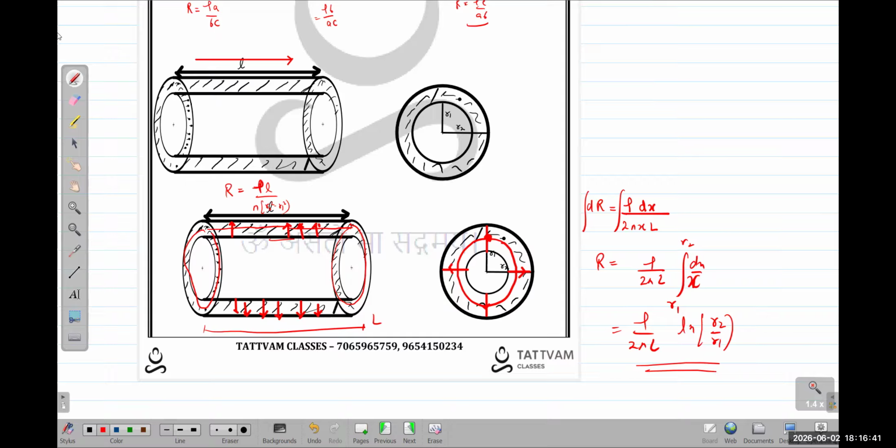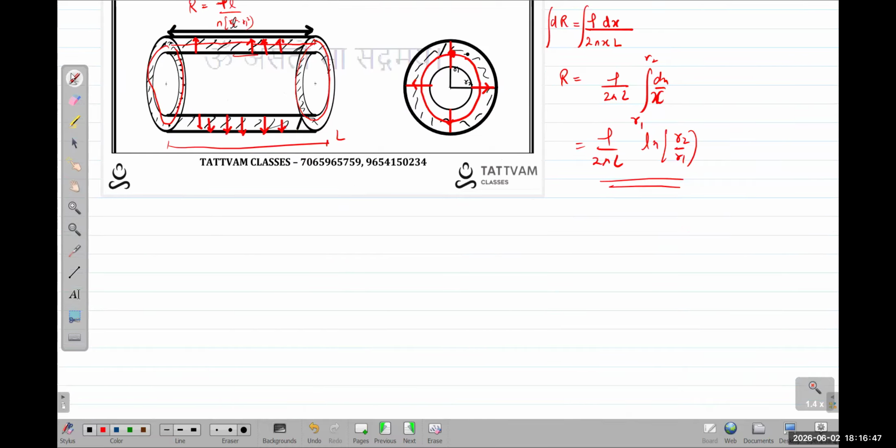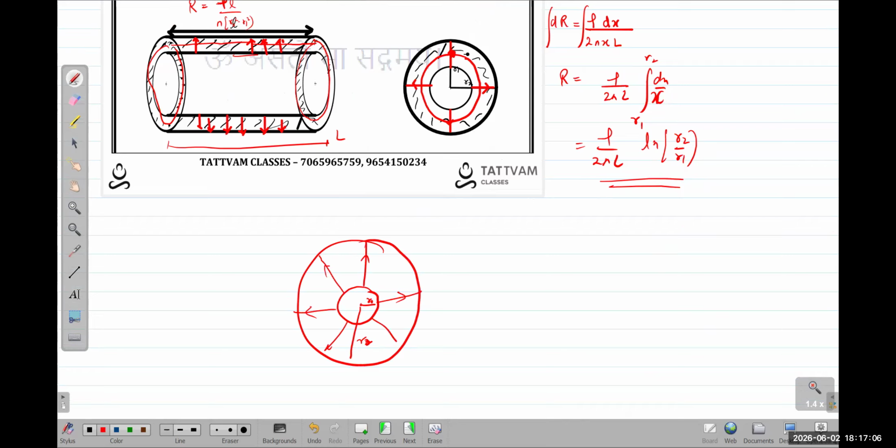Yes, sir. I think I got it. Okay. If a similar thing happens for a sphere, and if I say there is a hollow sphere of radius R1 and R2, can you try doing that? The current is going from inward to outward. Same analogy. I will see, sir. Try.